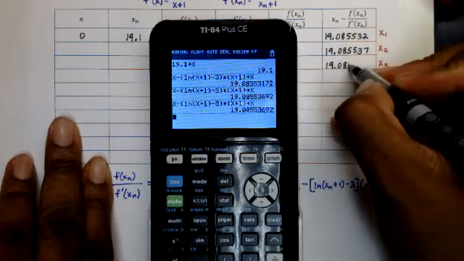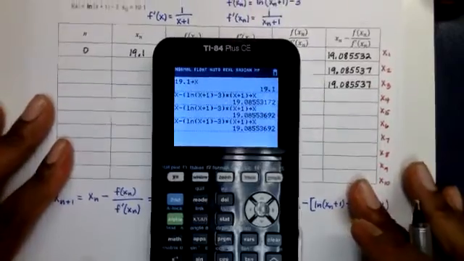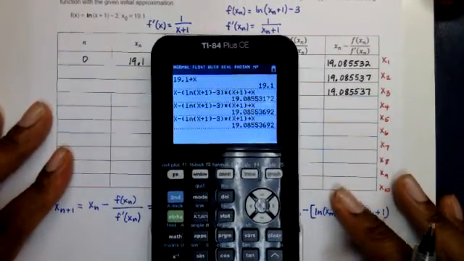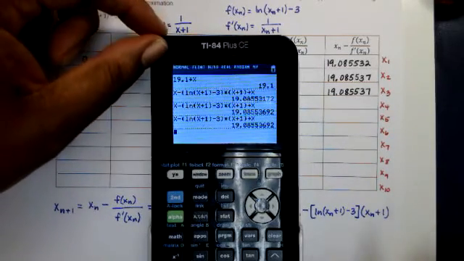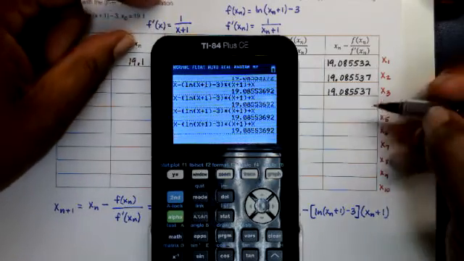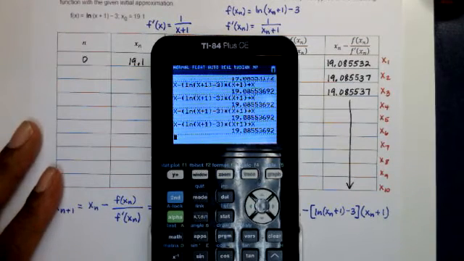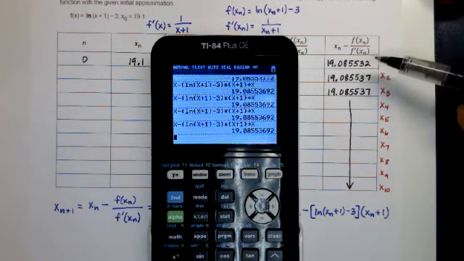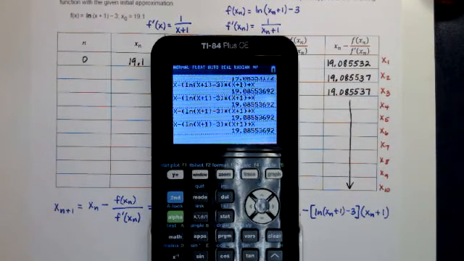Notice that we come up with the exact same decimal value. And when that happens, that tells us we do have the exact 0 for this function, ln of x plus 1 minus 3. And if I keep pressing enter, I'm going to get the same value for x4 all the way down to x10. So as you can see, these numbers are converging to an exact 0 for this function. So in this case, 19.085537 would be the exact 0 for f of x equal to ln of x plus 1 minus 3.